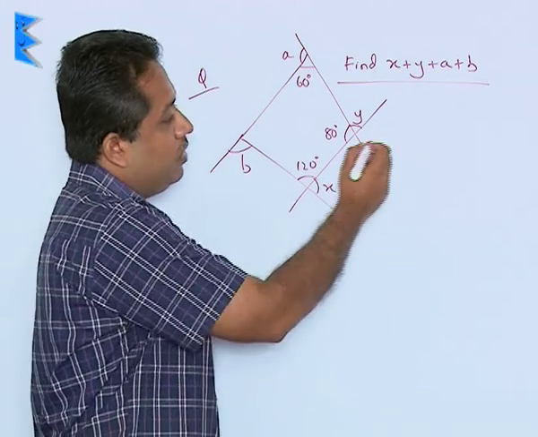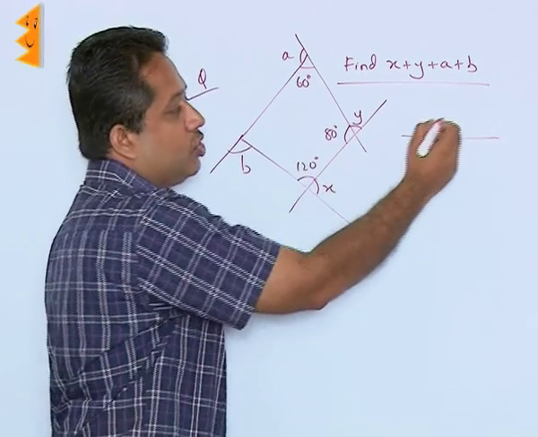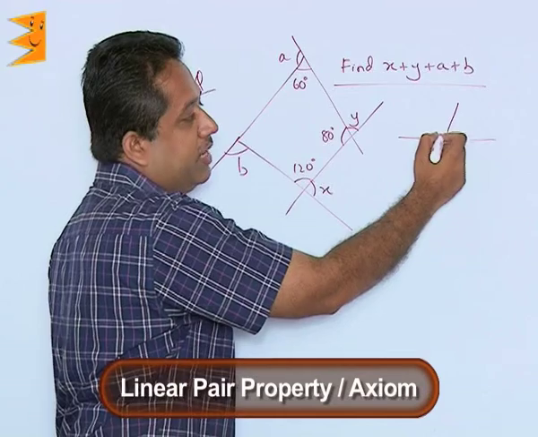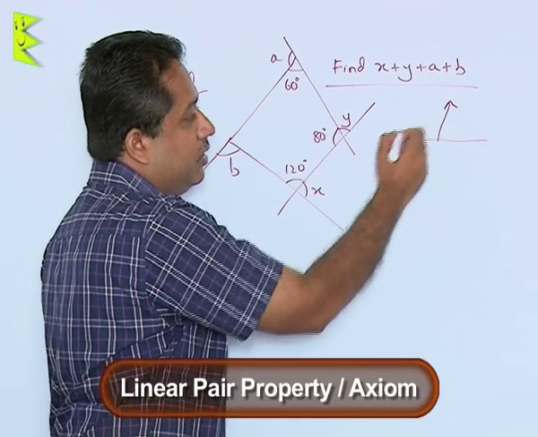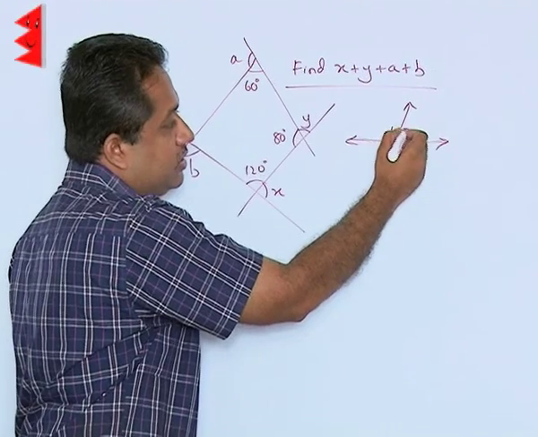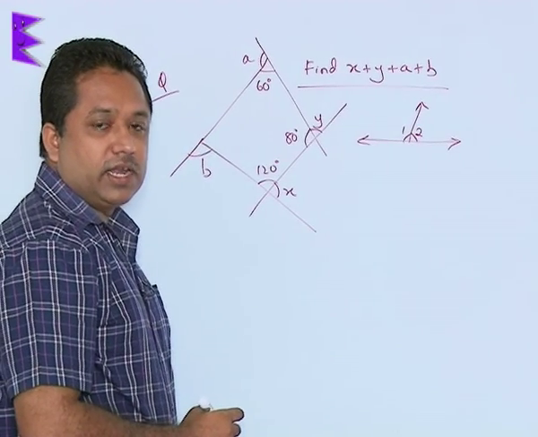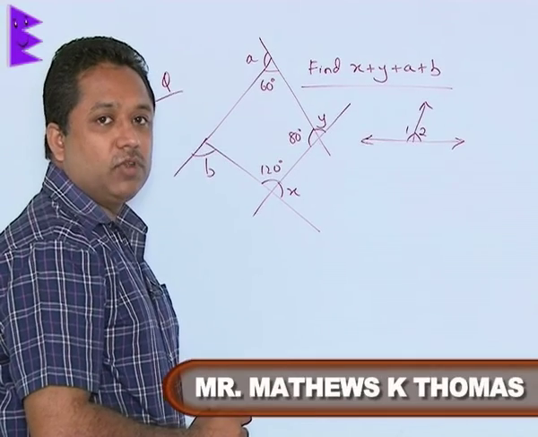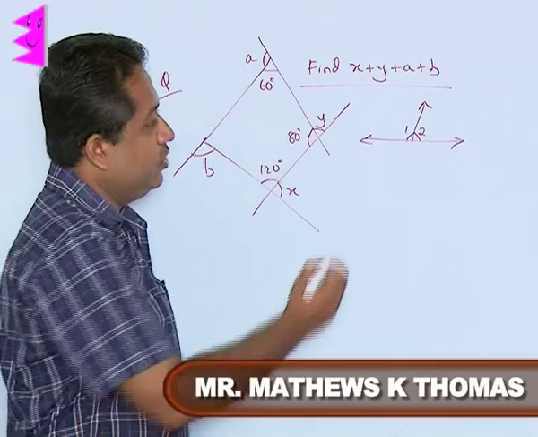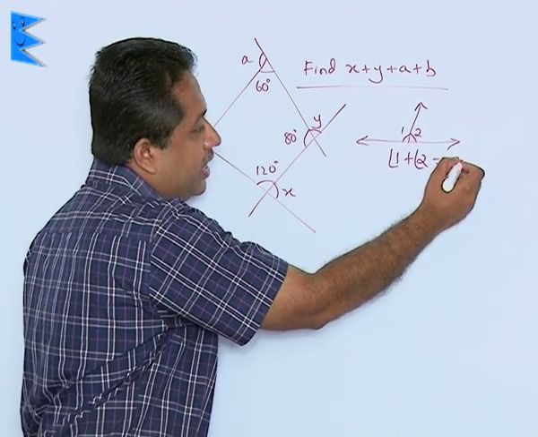Here we will have to remember one property before solving this question, which is called the linear pair property or the linear pair axiom. What is the linear pair axiom? If you have two angles lying along a straight line, the linear pair axiom says that the sum of those two angles will always give us 180 degrees. So, here we can say that angle 1 plus angle 2 is 180 degrees.